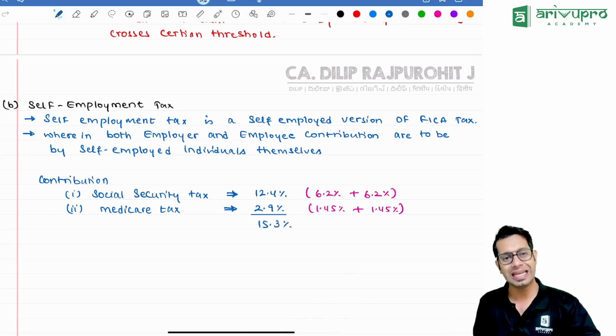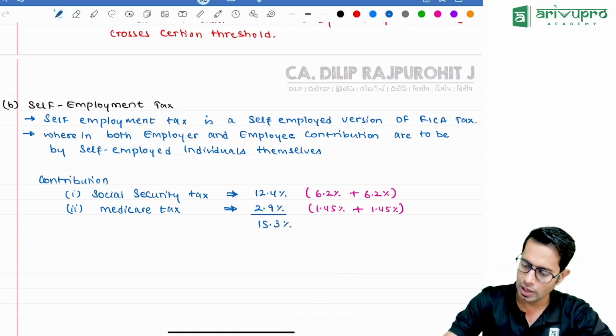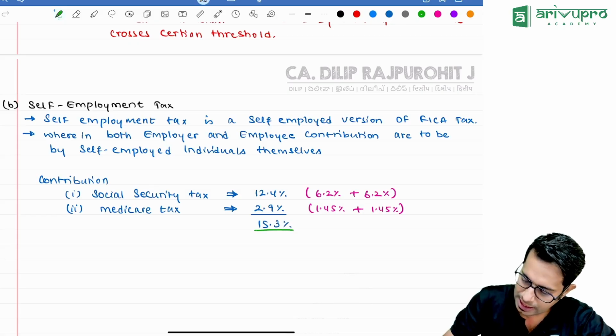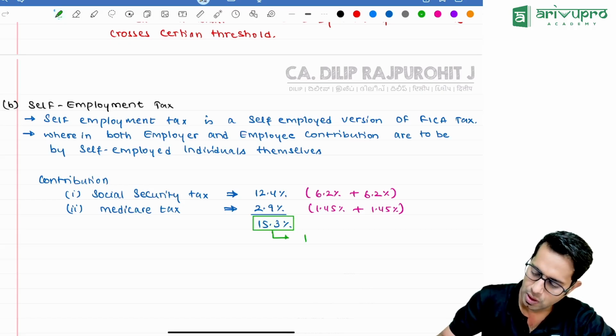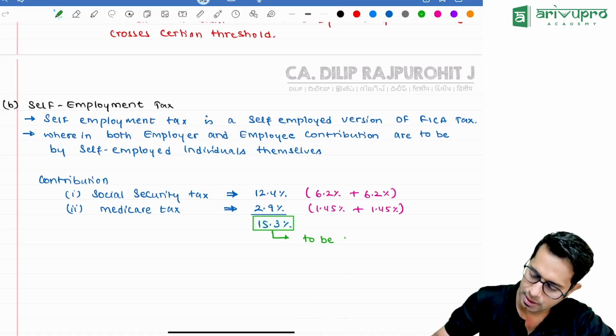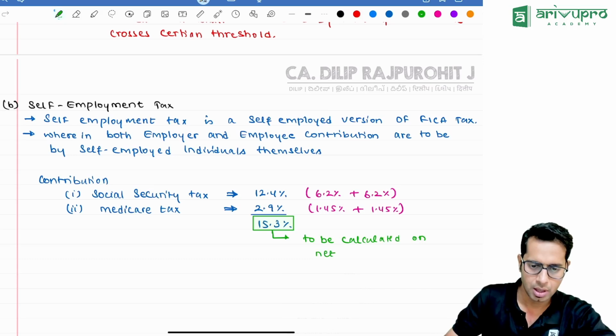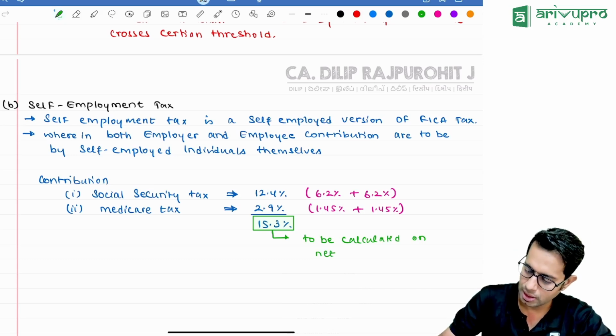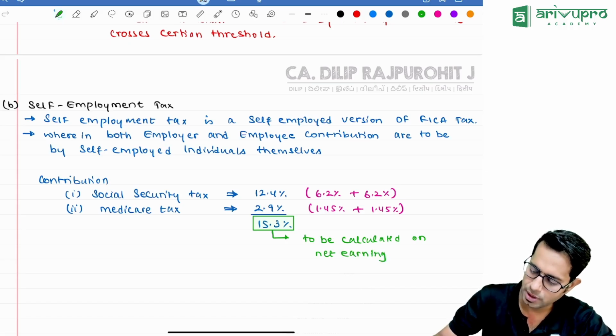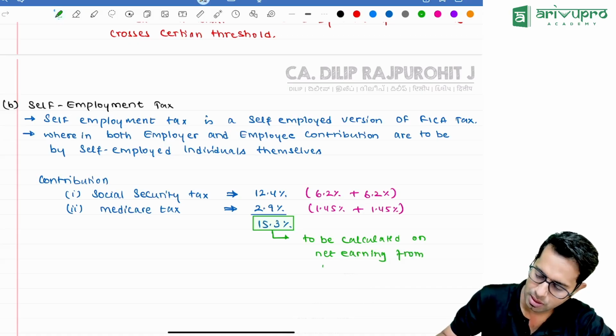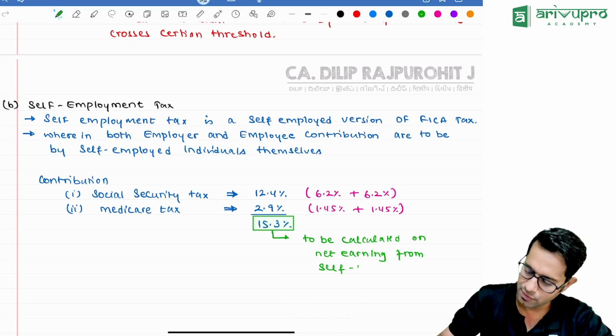15.3%. This entire 15.3% you will have to pay on what amount, sir? This entire 15.3% tax is required to be calculated on net income from self-employment.